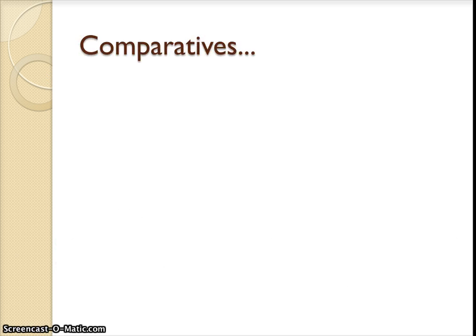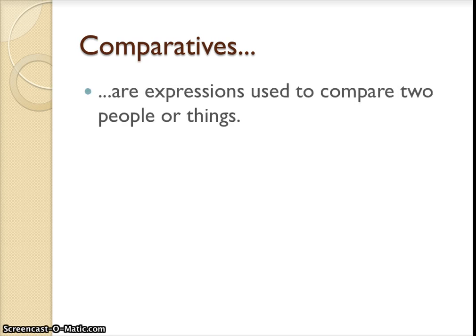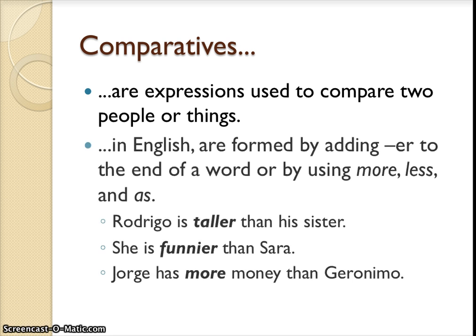So, let's first off just talk about what comparatives are. In English, they are expressions used to compare two people or things. Okay? If you think of compare, comparatives, it's in the word. Also, in English, you form comparatives by either adding ER to the end of the word or by using more, less, or as. And I have a few examples here.